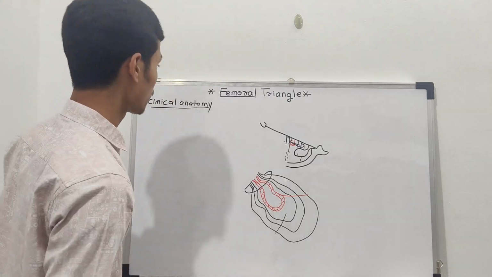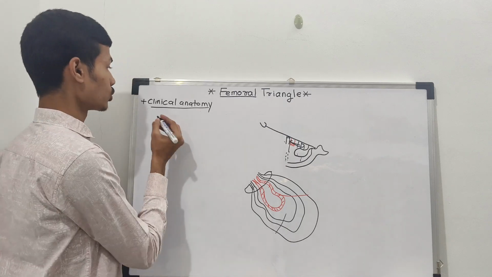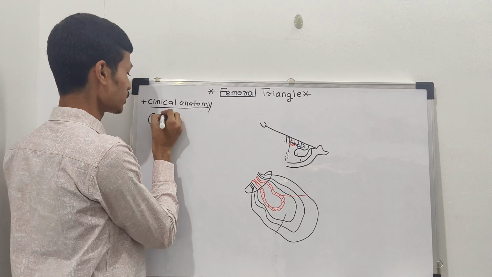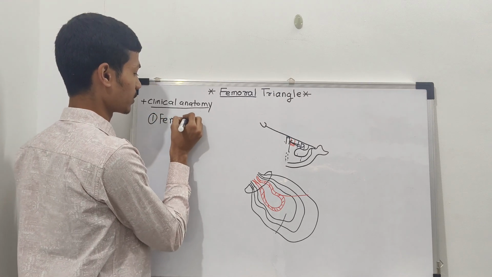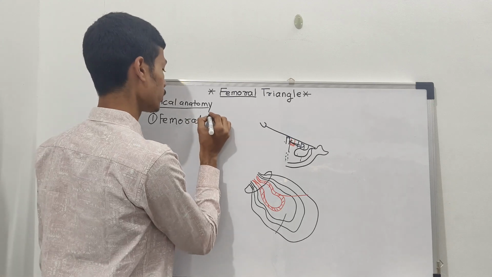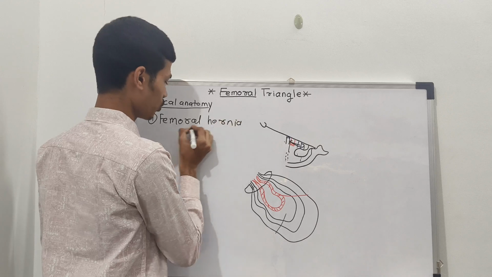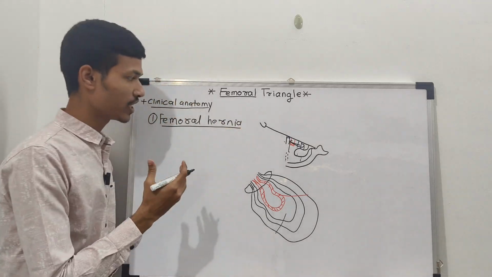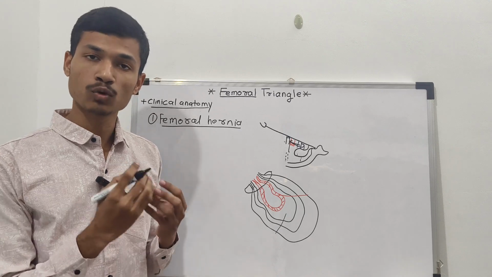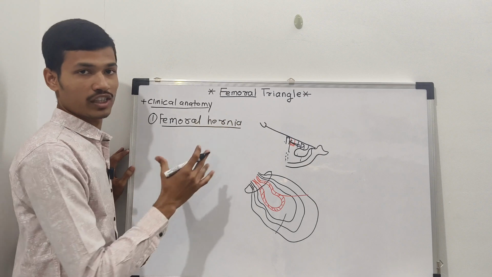So now we'll discuss the clinical anatomy regarding the femoral hernia. Regarding the femoral triangle, we are going to discuss femoral hernia. It is a very important clinical case from the medical point of view. Before understanding femoral hernia, let's understand what a hernia is. A hernia is nothing but an abnormal protrusion of abdominal contents.